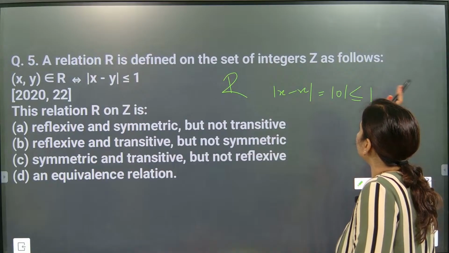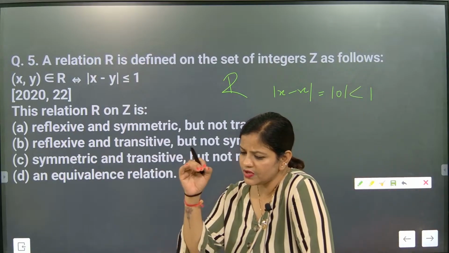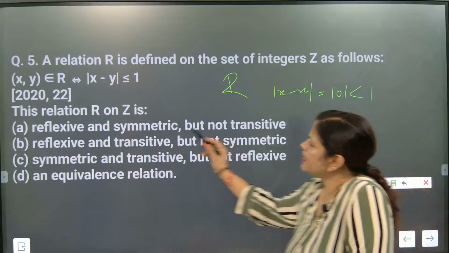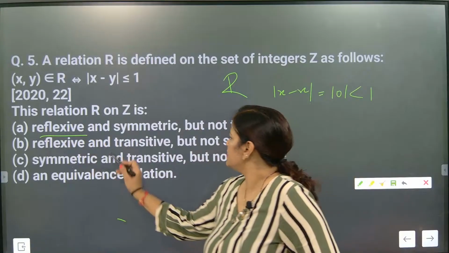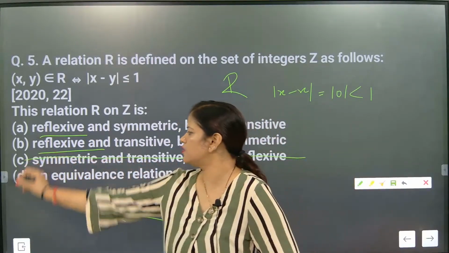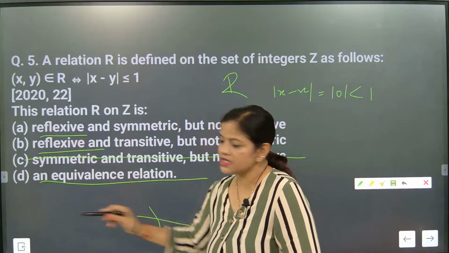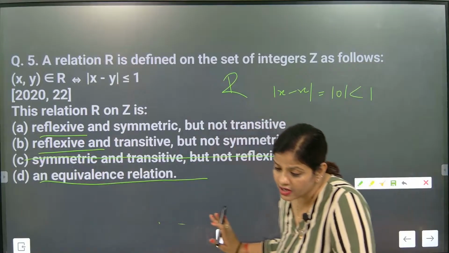Strictly, 0 will be lesser than 1. Understood? So for this we need not worry. 0 will always be less than 1, so yes, it is reflexive. This is reflexive written here, and this is reflexive written here. But the not reflexive option is gone out of your track. Equivalence is still in your target. So three options are still working for you. Now we need to check whether it is symmetric or not.